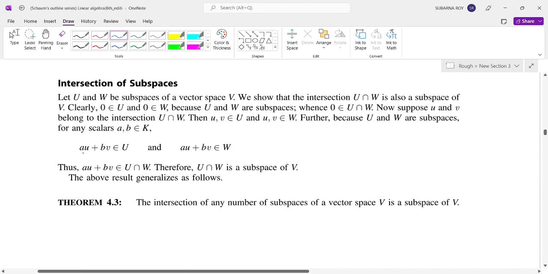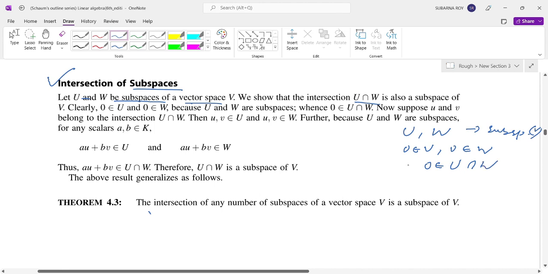Now we see the intersection of two vector spaces: will the intersection of subspaces be a subspace or not? Let us consider U and W to be two subspaces of a vector space V. We show that the intersection is also a subspace of V. As U and W are subspaces of V, 0 belongs to U and 0 belongs to W. This implies that 0 belongs to U intersection W. So the first condition is satisfied.